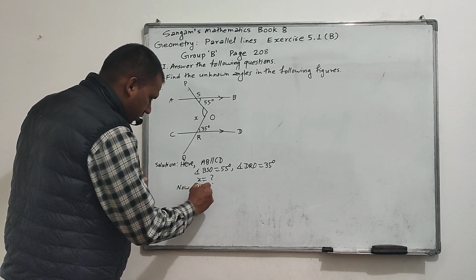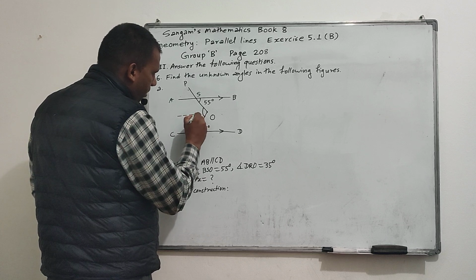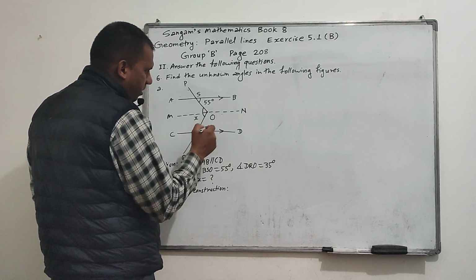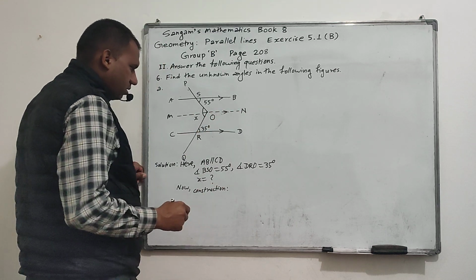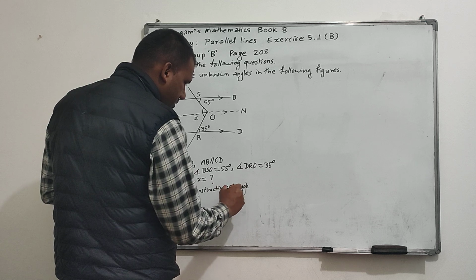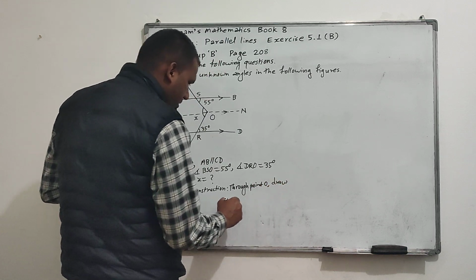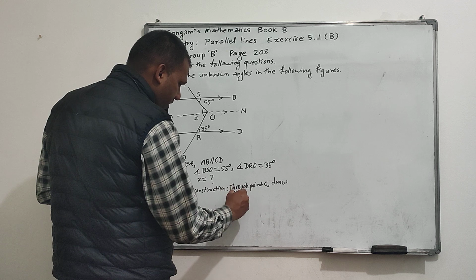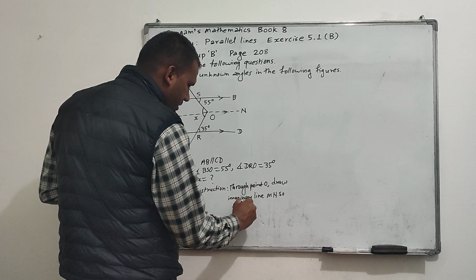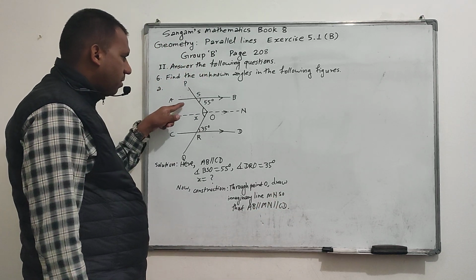Now construction: through point O we can draw imaginary line MN which is parallel to AB and CD both. Construction: through point O, draw imaginary line MN so that AB parallel with MN parallel with CD. All three lines become parallel. AB parallel to MN parallel to CD.